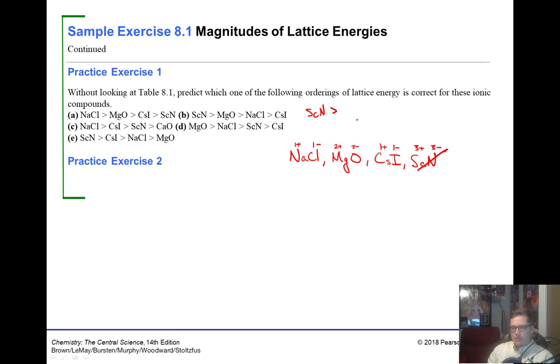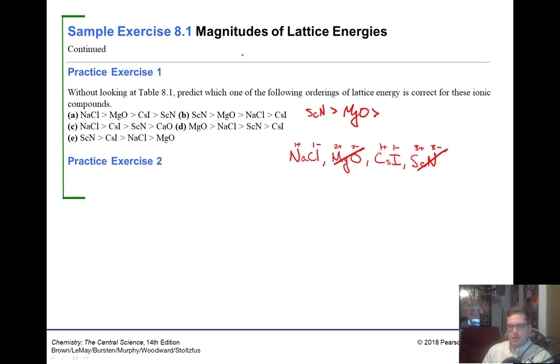Next guy here would have to be MgO, because that's the next one. He's got 2. All right. Now, sodium chloride and cesium iodide, right? They're both 1. So we can't look at the charge. We have to look at the distance between them. So we got to think about our trends in ionic sizes.